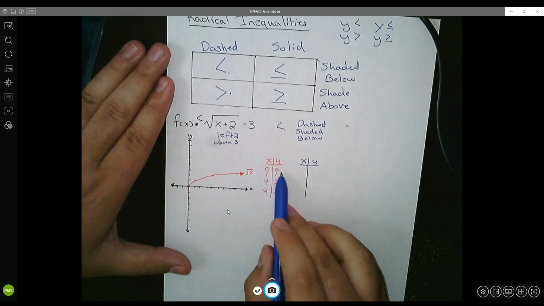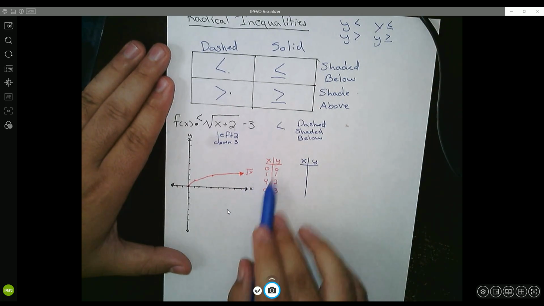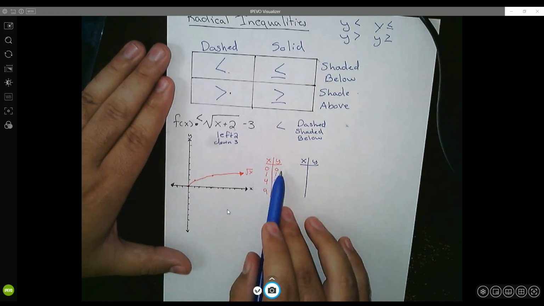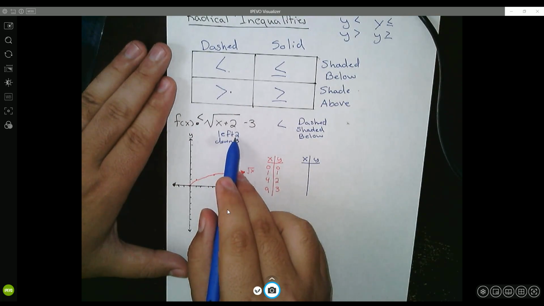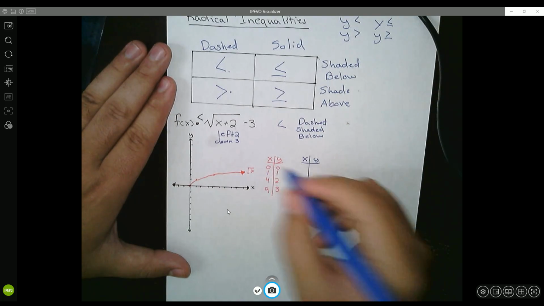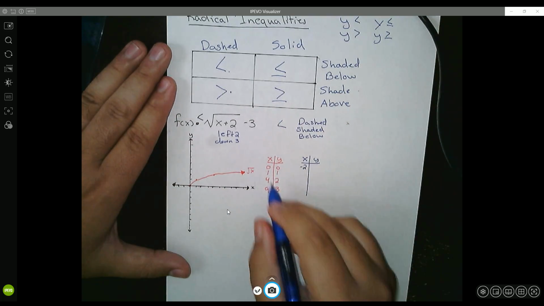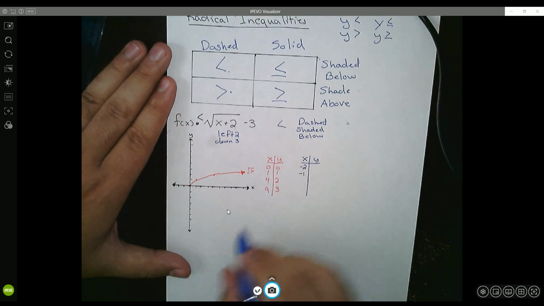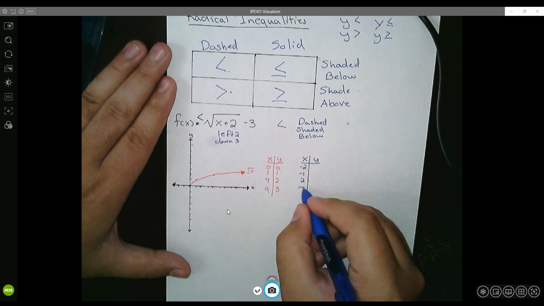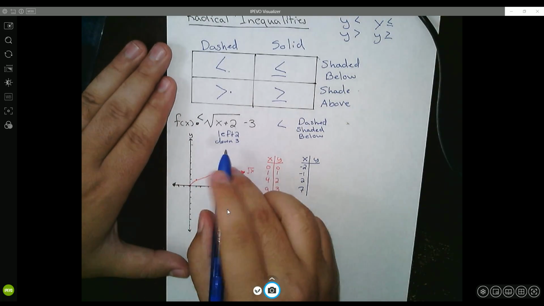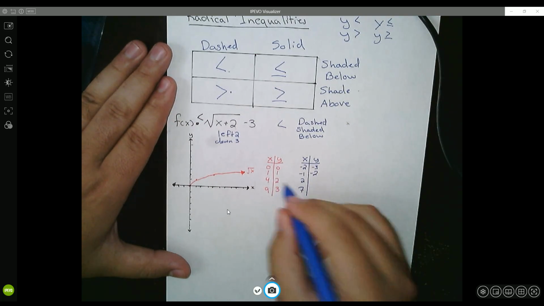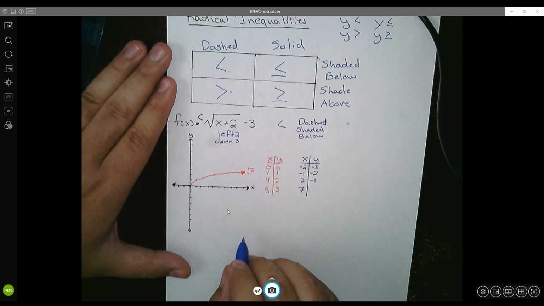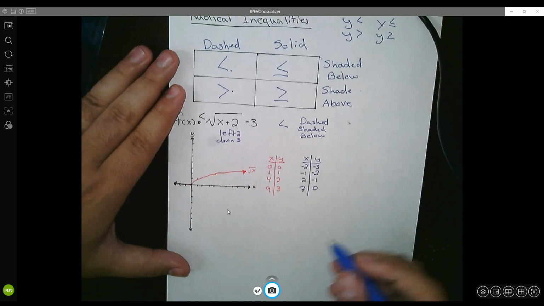So my initial values for the parent function as I graphed it for us were 0, 1, 4, 9 for x's, and 0, 1, 2, and 3 for y's. So I can go ahead and put down their effect. Okay, so I know x values will go left 2. So 0 goes to negative 2. From 1, negative 1. 4, 2. 9 to 7. Y's go down 3. So 0 goes to negative 3. 1 goes to negative 2. 2 goes to negative 1. 3 goes to 0. Okay? And now I can graph it.